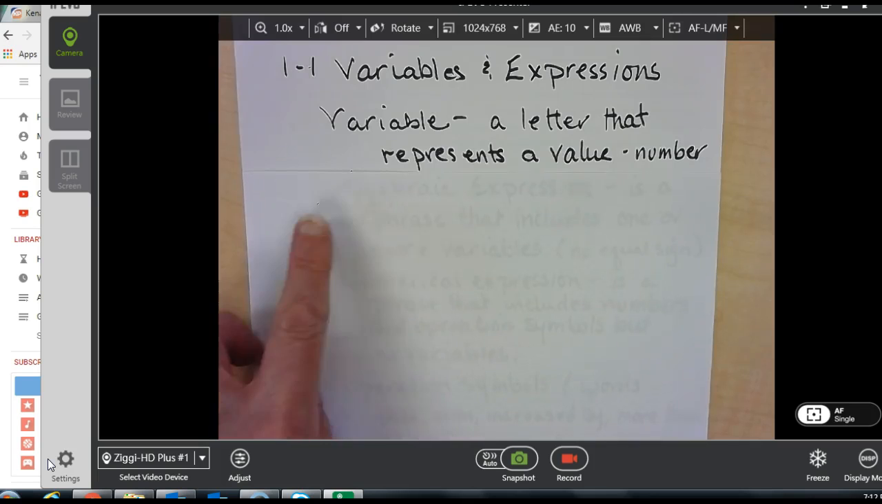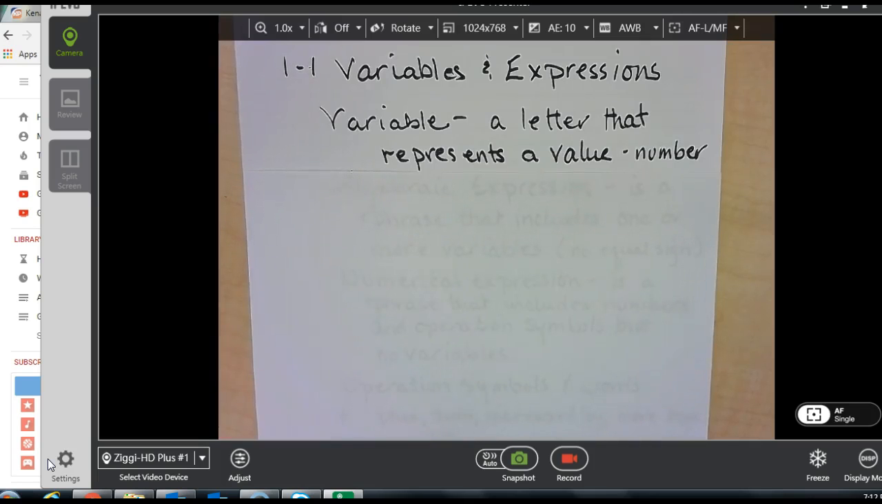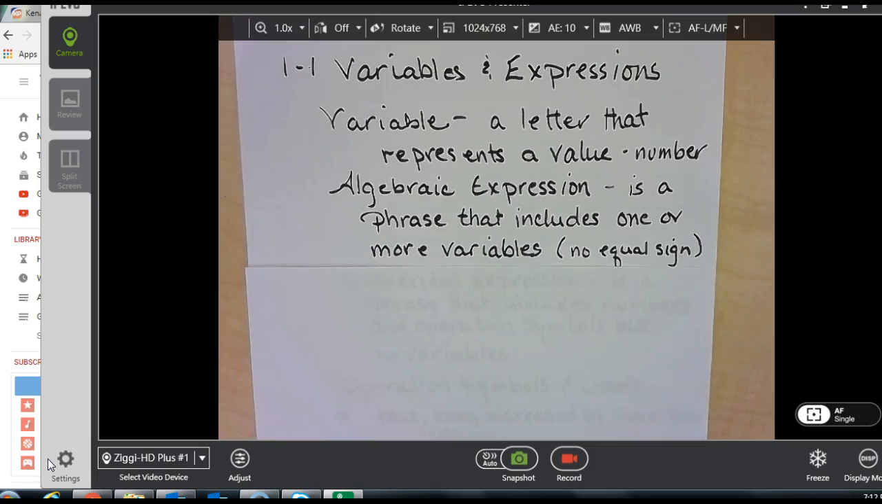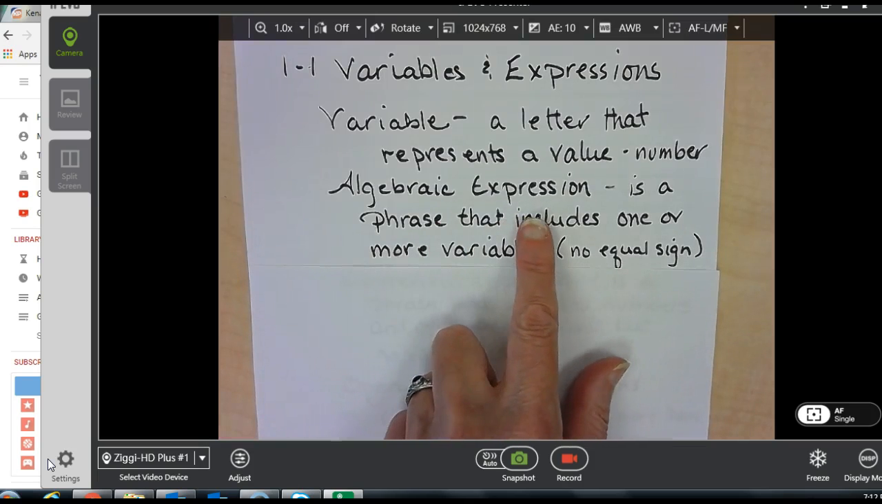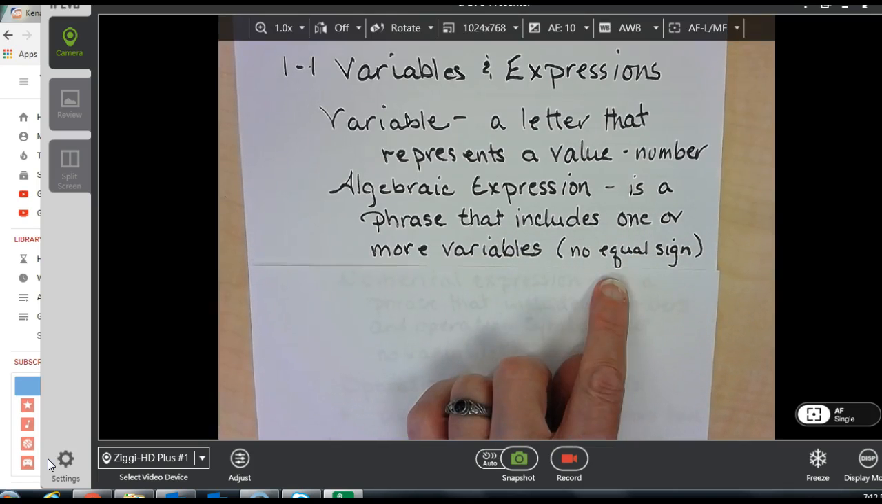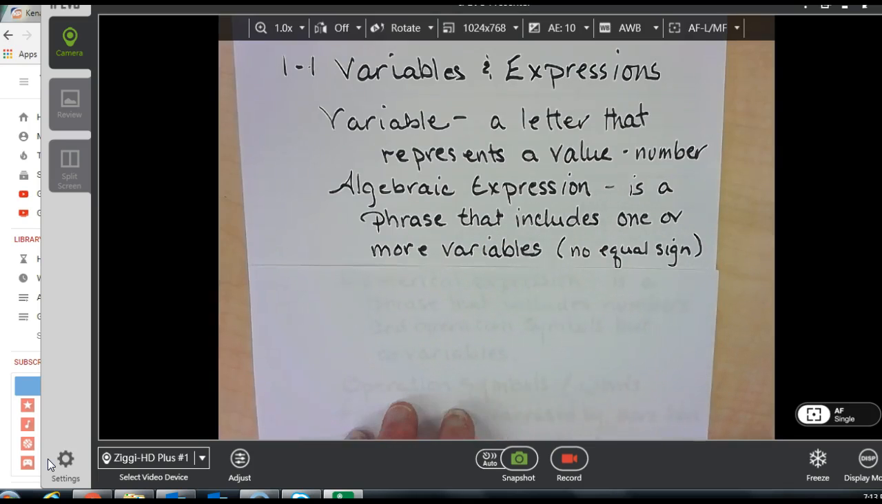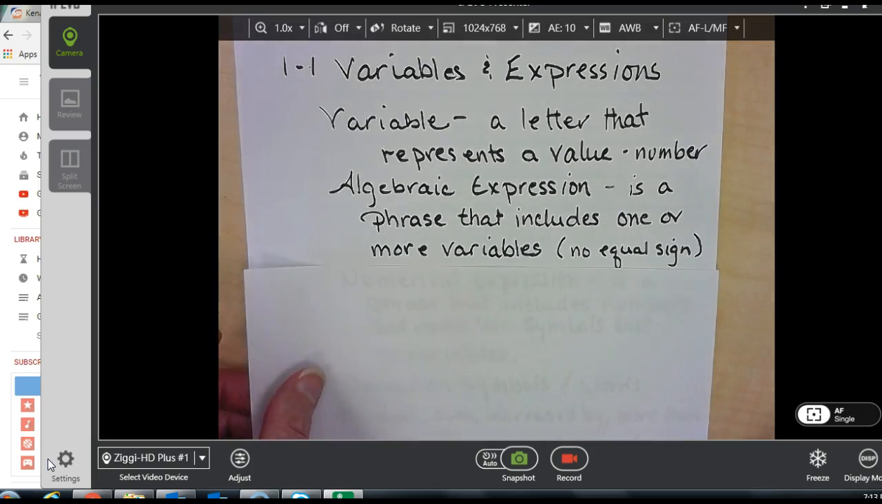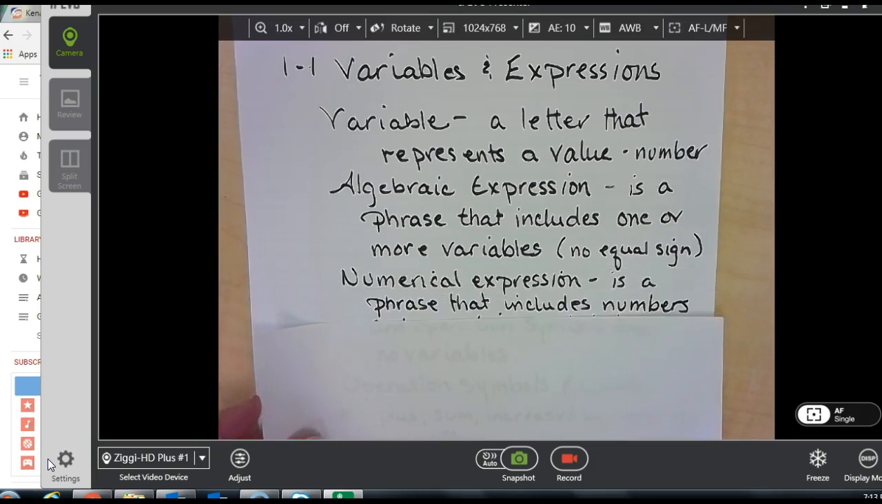So you saw in your placement test several equations that had numbers, and today we're going to be talking about expressions rather than equations. So an algebraic expression is a phrase that includes one or more variables and there is no equal sign. So with an expression we can simplify an expression, but we can't actually solve an expression. It would be like a plus b. There's nothing we can do with that. So we just have to leave it alone.